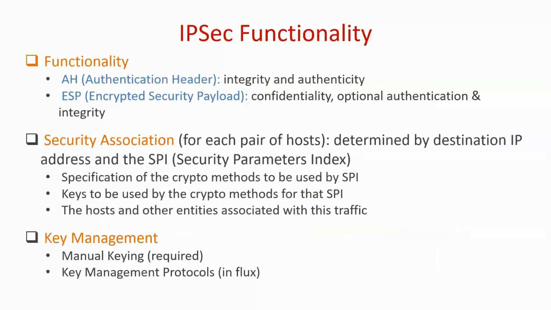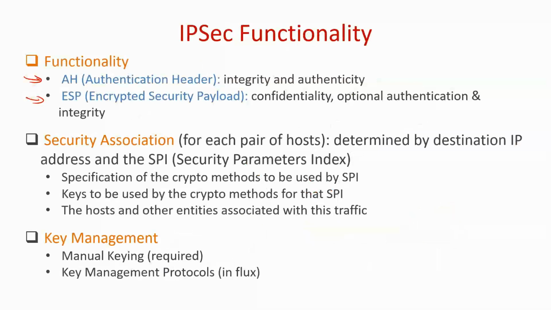What does IP security support? Just like SSL and TLS, it supports authentication and confidentiality. It supports them in the two protocols that are available. There is a protocol called authentication header and a protocol called encapsulating security payload. The authentication header only provides integrity and authenticity. The encapsulating security payload, or ESP, provides mainly confidentiality, but you can include authentication and integrity as an option, though it is mainly for confidentiality in this case.